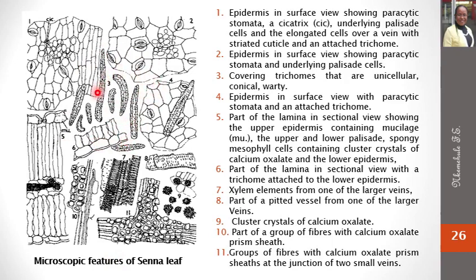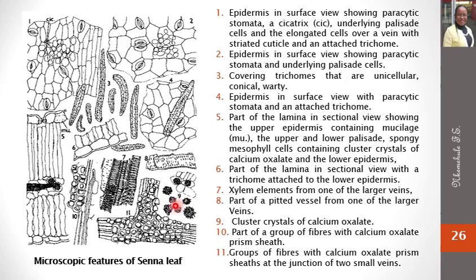It's a complete diagram that shows the microscopic features of Senna leaf, both the sectional view, the surface view, and the powder microscopy. For example, Figure 1, Figure 2, and Figure 3 are in surface view, as you can see, whereas Figure 5 is a sectional view. But Figure 3, Figure 9 are from the powder. As you can see, they are isolated.